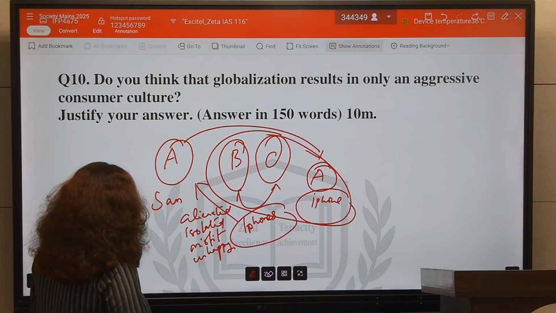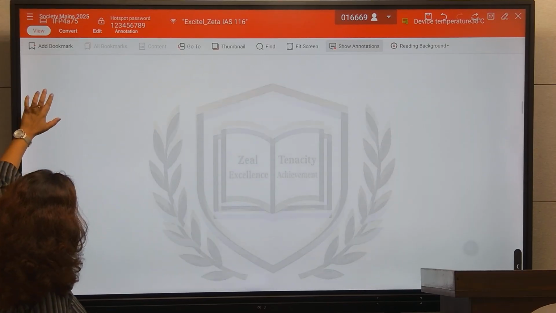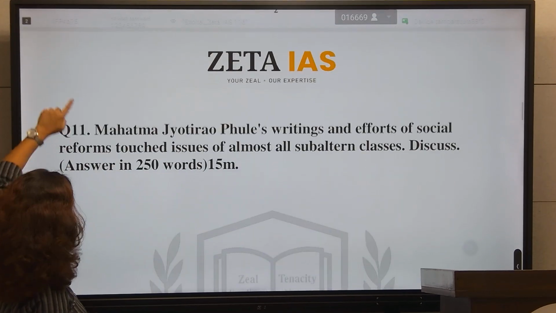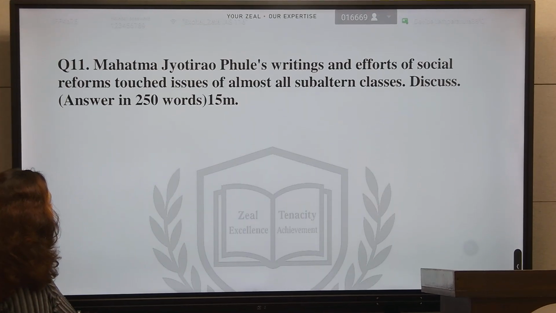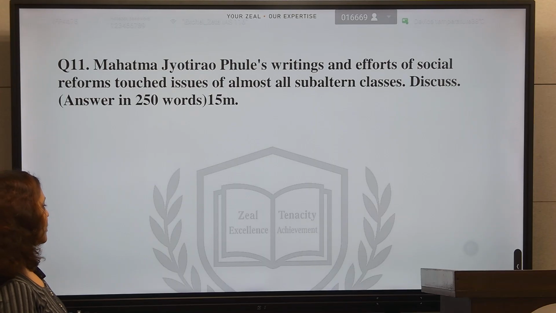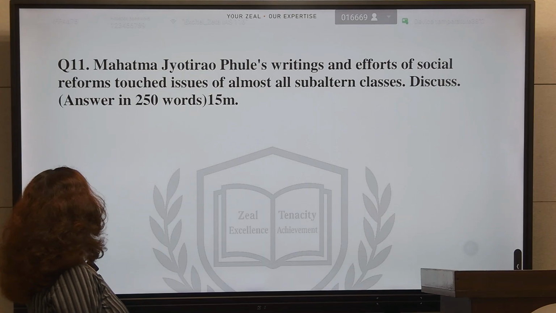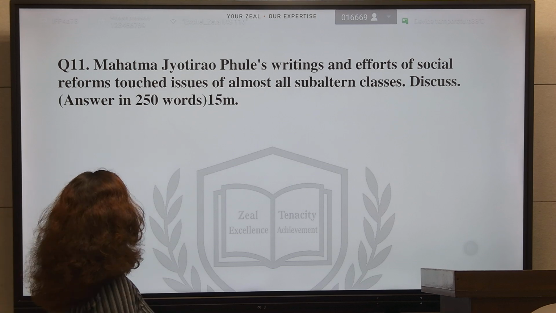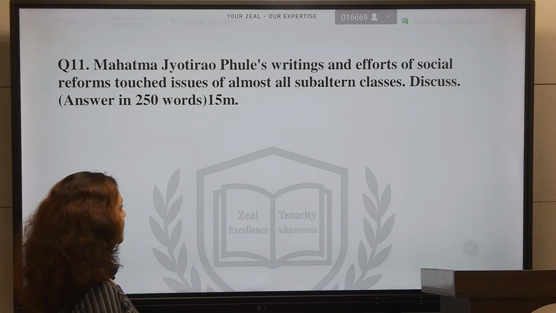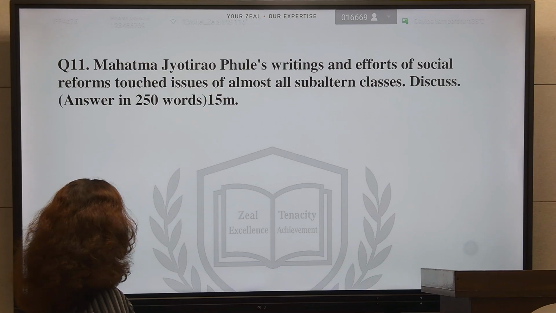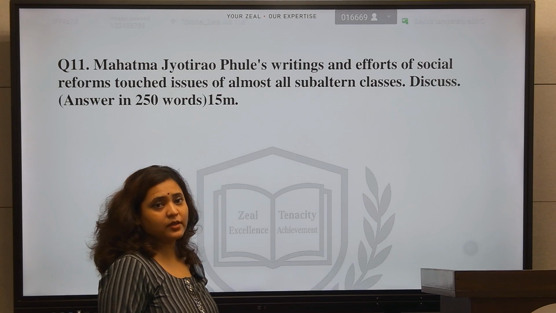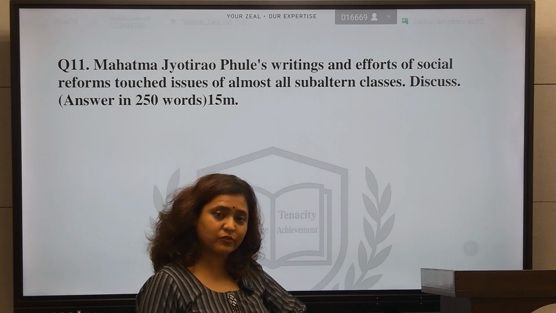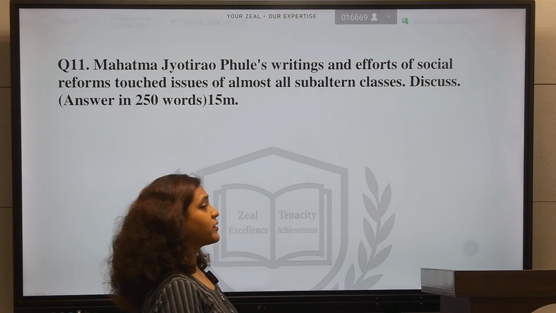Moving on to the next question. Now we have moved past the 10 markers and we are discussing the 15 marks question. Mahatma Jyotirao Phule's writings and efforts of social reforms touched issues of almost all subaltern classes. Discuss. This is technically a question on history, but since it talks about the subaltern classes, it becomes an inevitable part of society, and this is why we are discussing it.